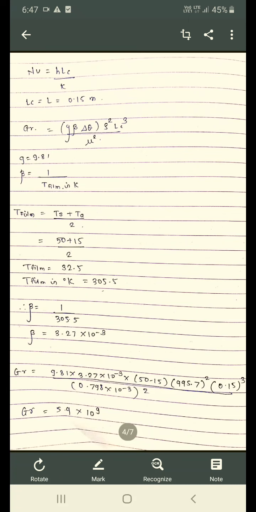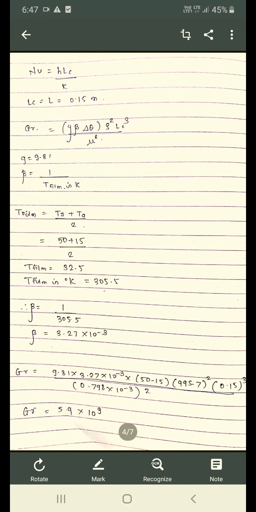After that we can calculate the Grashof number by using the formula g beta delta theta rho square LC cube divided by mu square. We have all the values, put all these values over here. So we will get the Grashof number as 5.9 into 10 raised to 9.